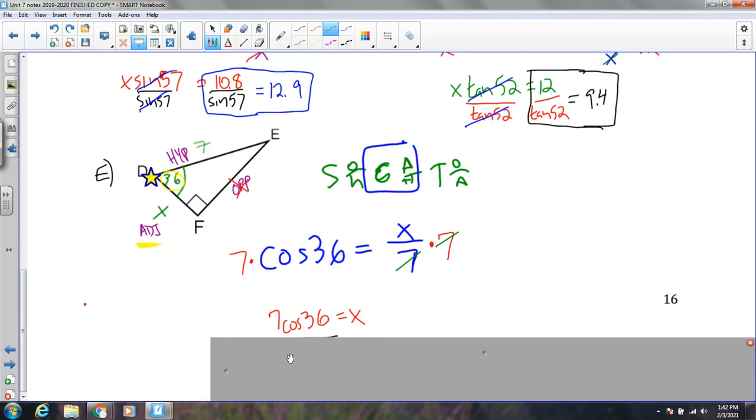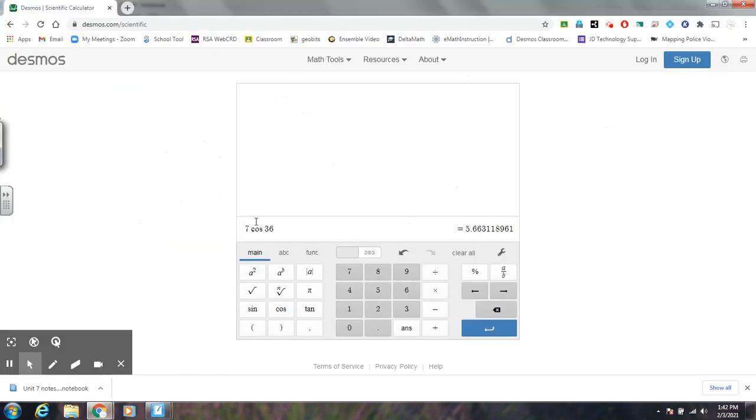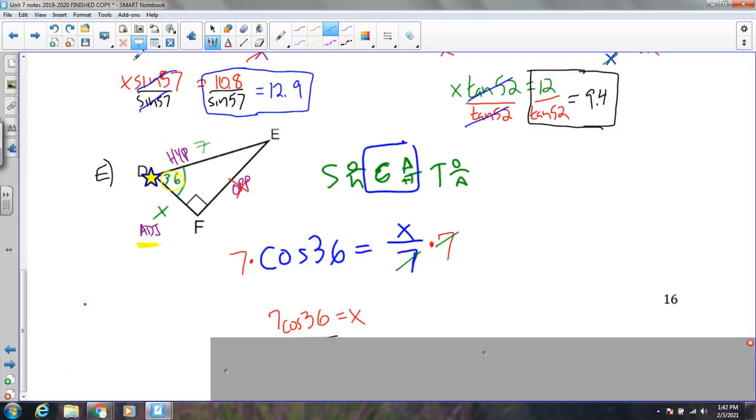This is one of those examples where we don't have to do the extra step. So looking back at my calculator, that's all I have to type in. You don't have to type in the times sign. You don't have to do that on your calculator either. 7 times the cosine of 36 is 5.66. I rounded it again to like 5.7.